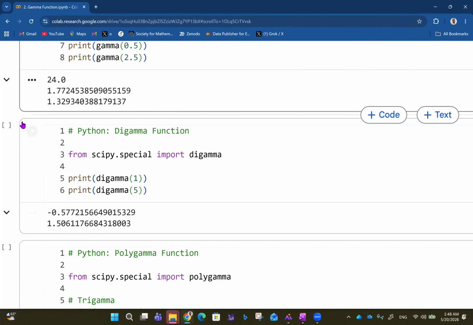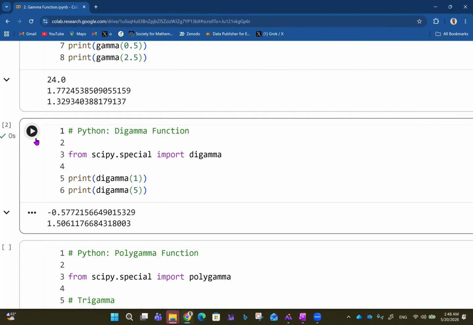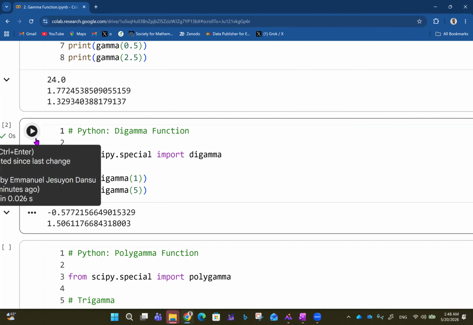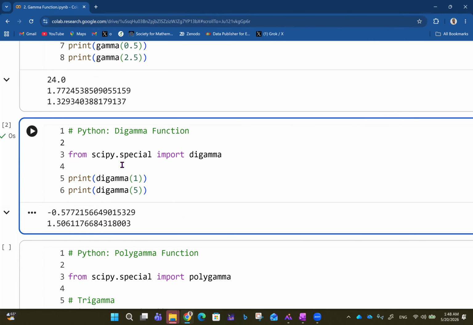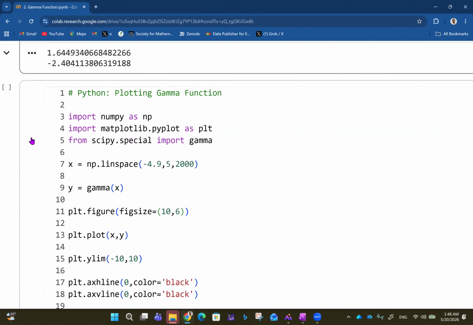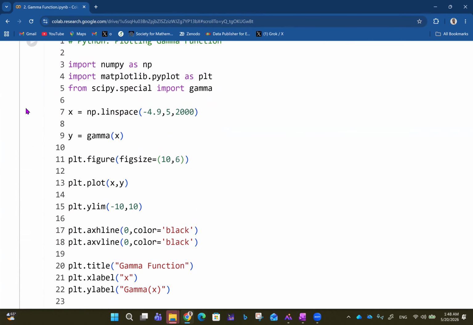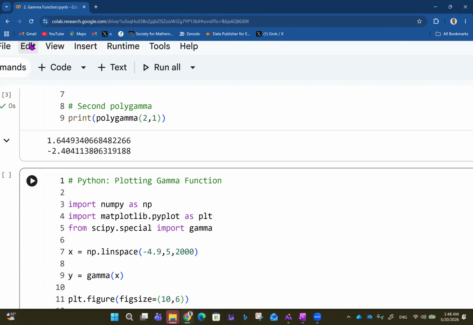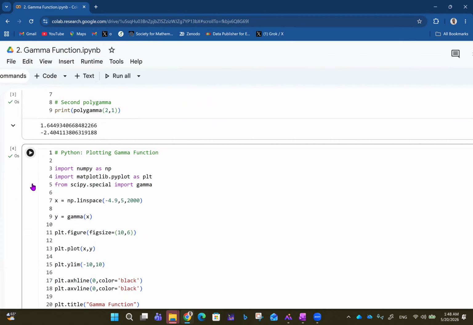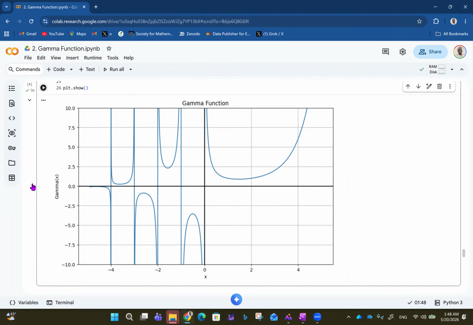Then for digamma, that's the derivative of the log of gamma. We have these values. So digamma 1 is this, digamma 5 is that. Then we have the polygamma also. You have polygamma 1 comma 1, you get that. Then you can also plot the gamma function, which we did under scientific computation with Python.